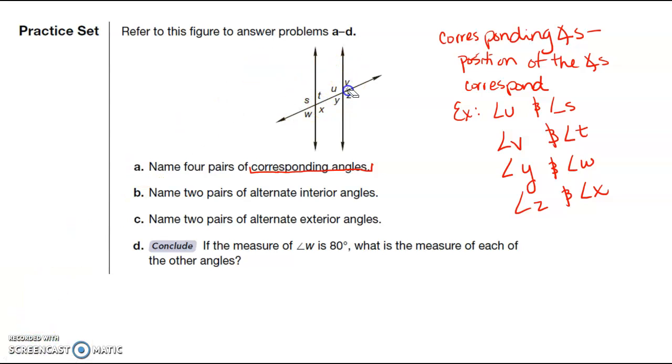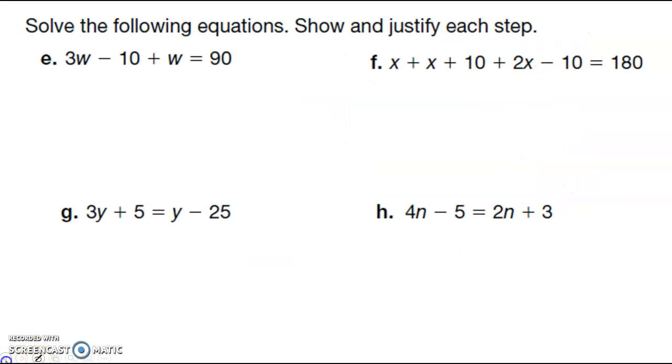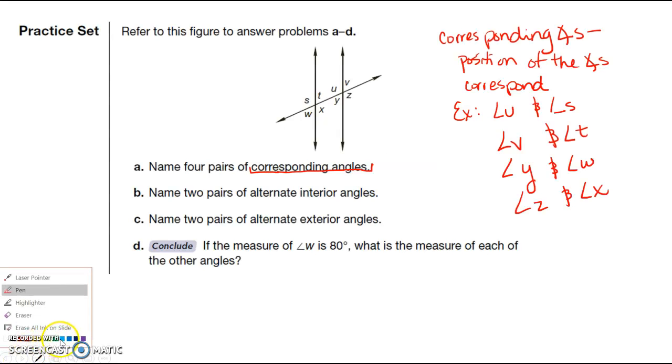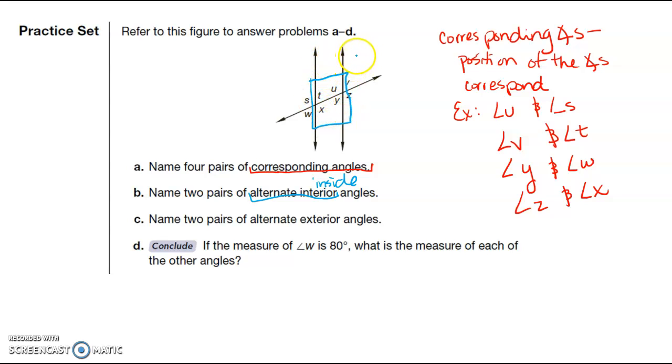But let me erase that and get a different color for our next. Oh, no, I don't want to go to the next one. No. Oh, great. Okay, there we go. Let's do blue. Okay. Alternate interior angles. So this is going to be inside, which is in this box right here. This is the inside between the two lines. So alternate interior.